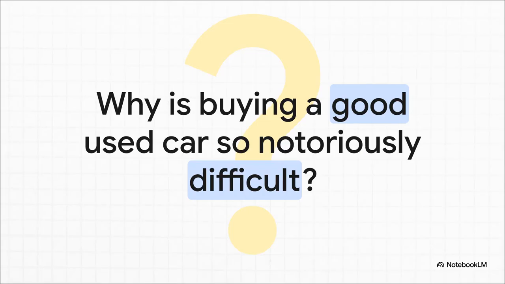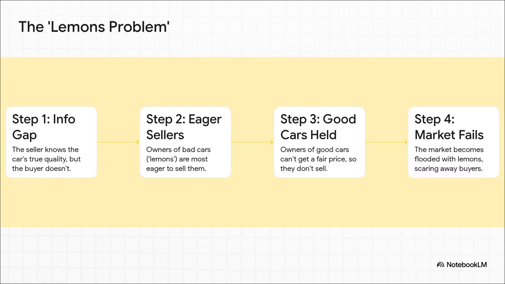To really get a handle on adverse selection, let's look at a classic case that I'm willing to bet we've all worried about. Why is the used car market such a total minefield? Well, this brings us to the famous lemons problem. Let's just walk through it step by step. So, step 1. The seller knows for sure if their car is a gem or a piece of junk, a lemon. But you, the buyer, have no idea.